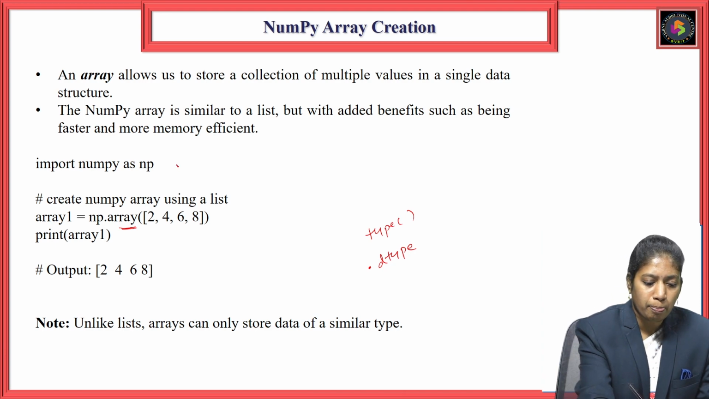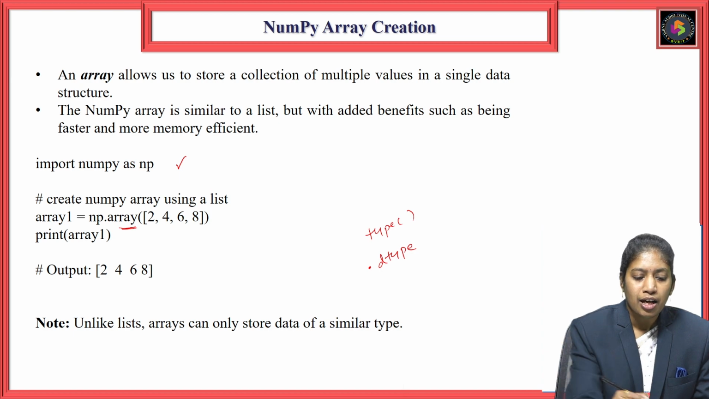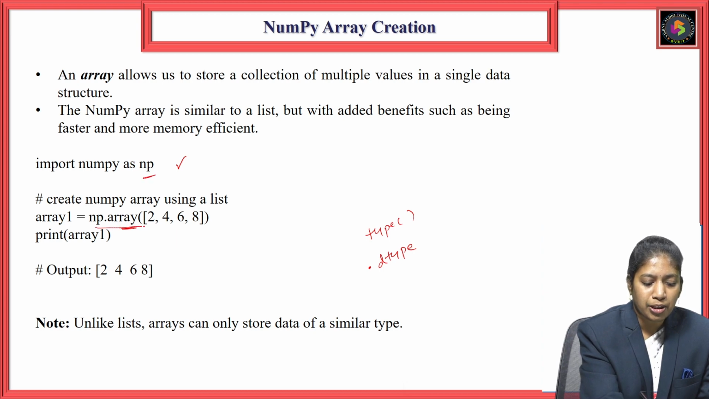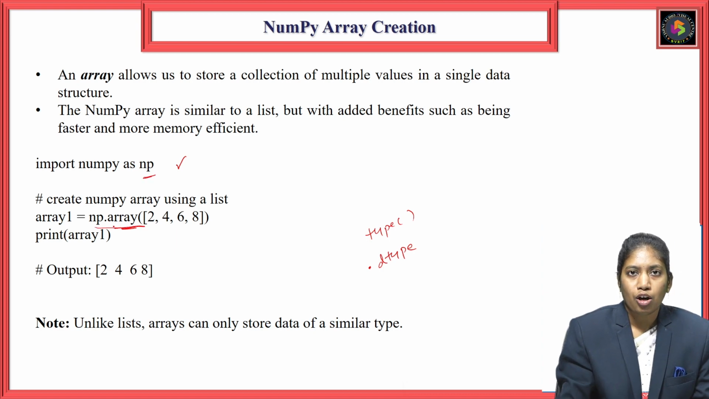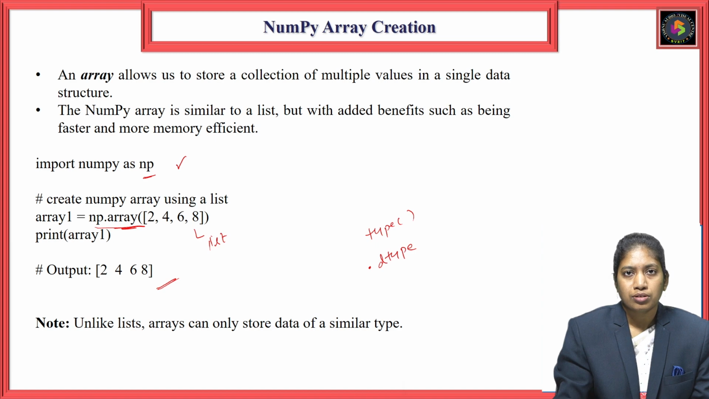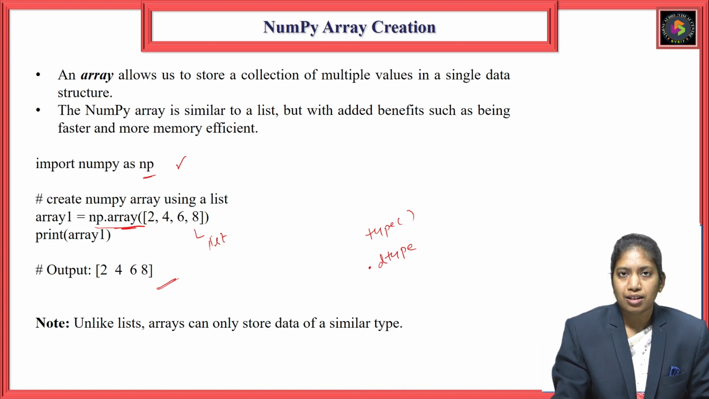So first I need to import NumPy. Import numpy as np, with the alias name np. From then on, whatever inbuilt functions I use from NumPy, I have to call with np, like np.array, and pass the list. So now it has created an array. Print of array1, so it has created an array. Unlike a list, an array cannot store any type of values. It stores only a similar type of values.